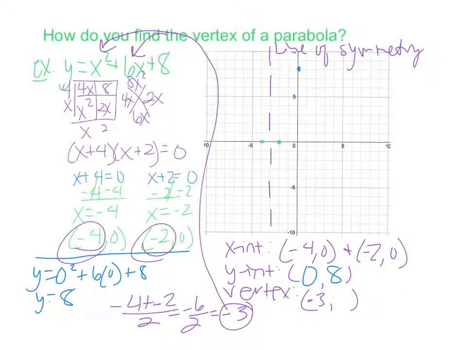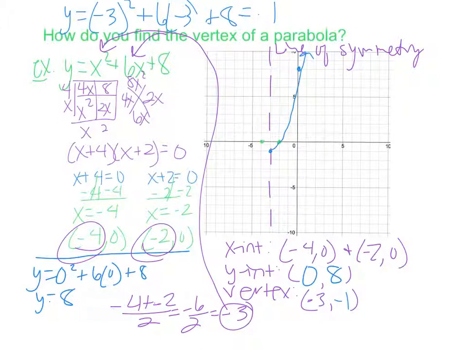So I've slowly run out of room here. So I'm going to do this up top. So you're going to take y equals negative 3 in parentheses squared plus 6 times negative 3 plus 8. Which then in turn is going to give you a negative 1. So our vertex is negative 3, negative 1, and we can go down there and plot the point, and then we can connect our points and have our concave up parabola.